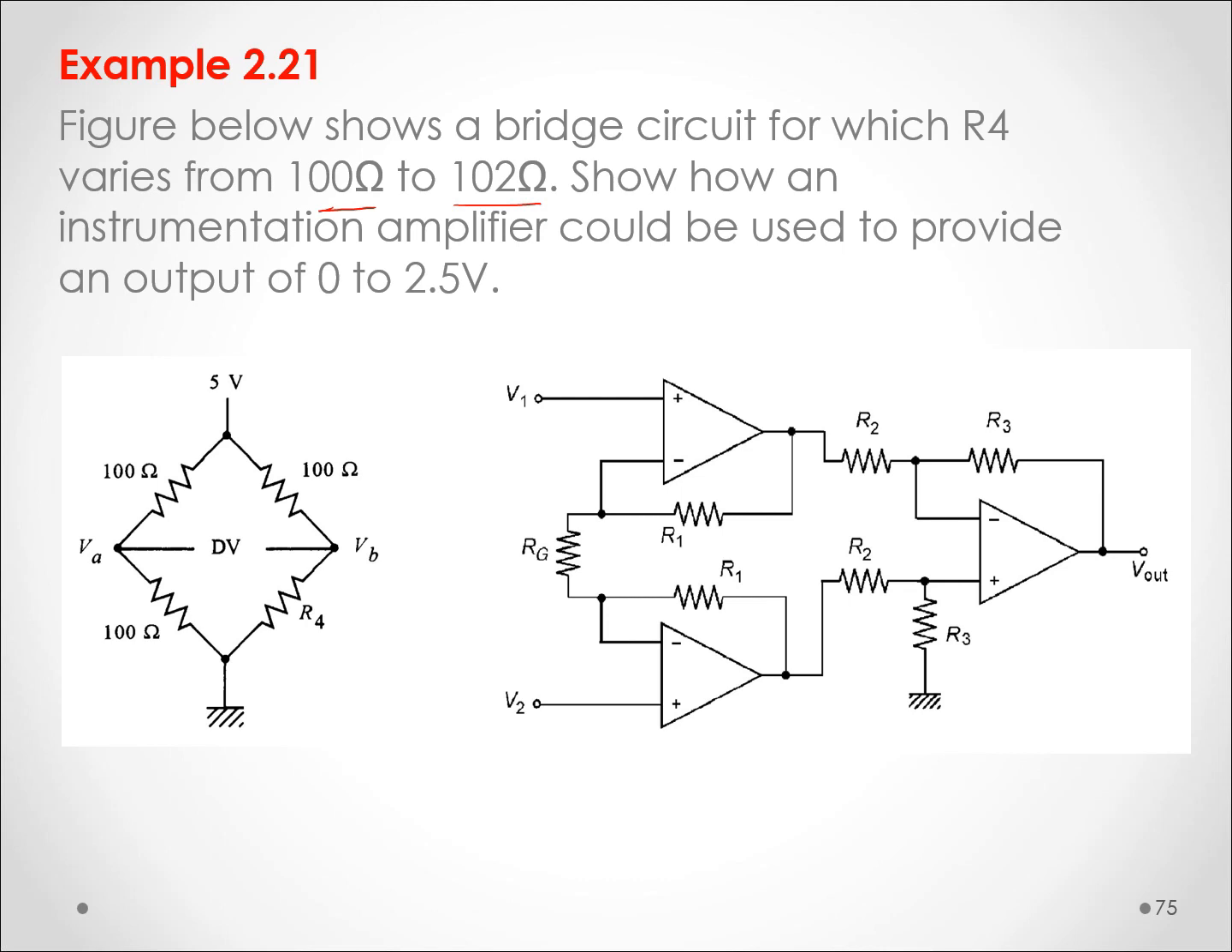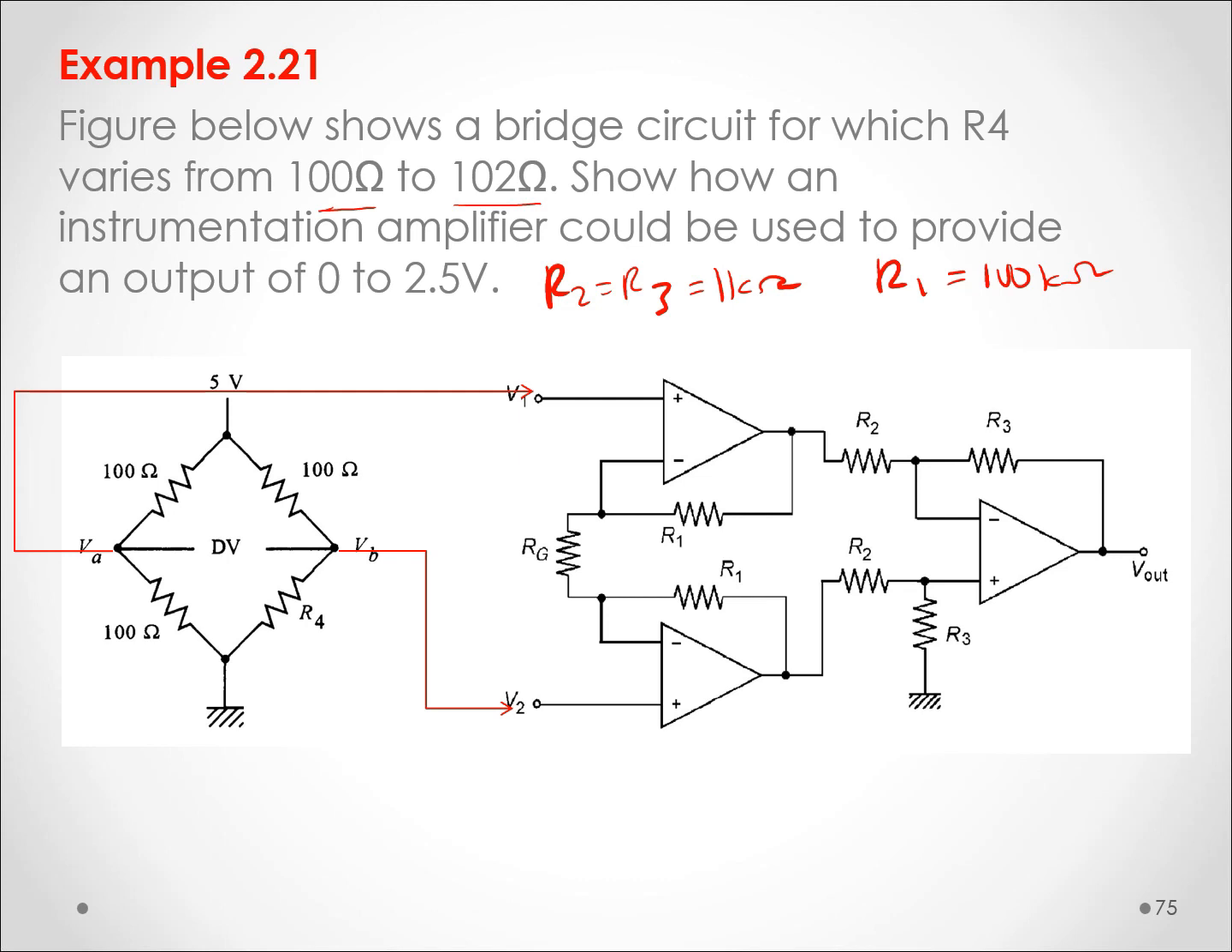So this is the setup of the bridge. So how to solve this? We will connect VA to the V1 input channel and VB to the V2 input channel of the instrumentation amplifier. So how do we decide the other values of R1, R2, and R3 for the circuit?